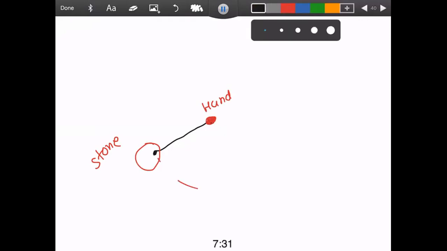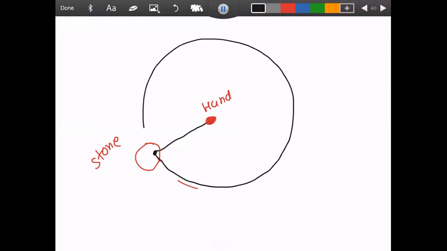So what will happen? Earlier it is in this position, then it will change its position and ultimately it will make a circle. Now I will ask you two things. What is the velocity of the stone? You cannot find it, because it is always changing. It is not linear, it is circular. That's why we have angular velocity omega.